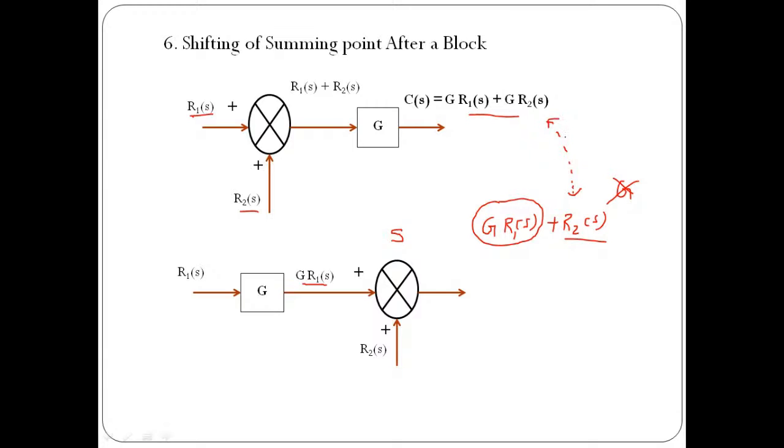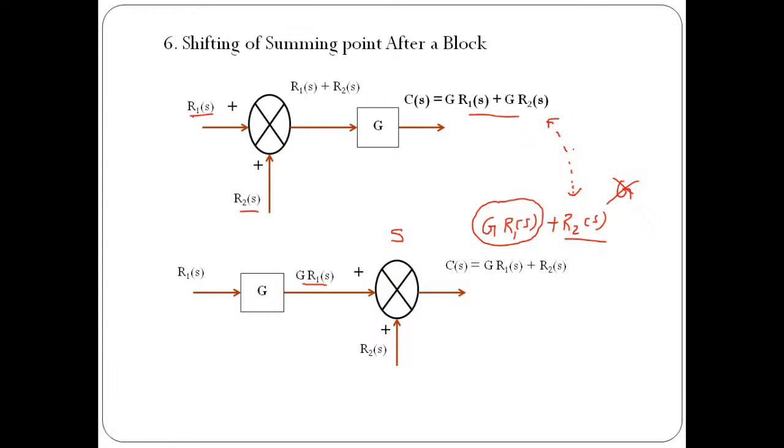I told you that whenever you apply any rule of BDRT, the output before applying and the output after applying that rule will remain the same. Only then can we say the rule is correct. So in this case, if you shift the summing point after a block, the output is not exactly matching. There is a missing term, and the missing term is G.